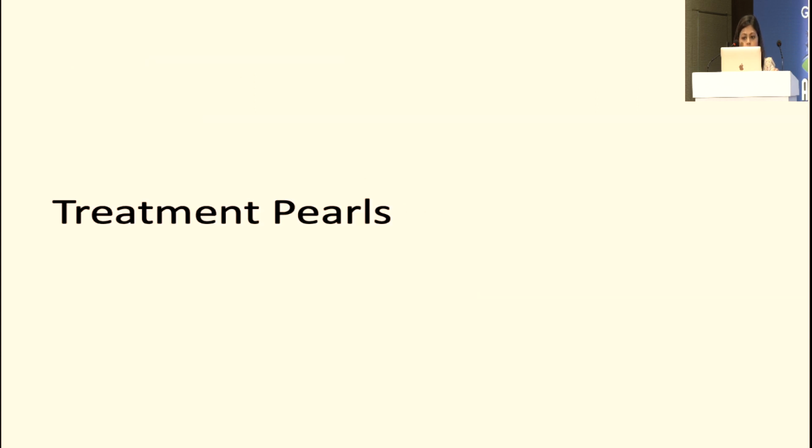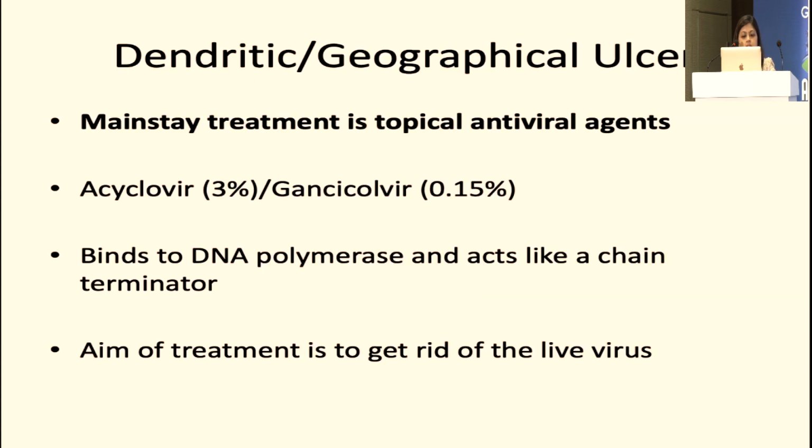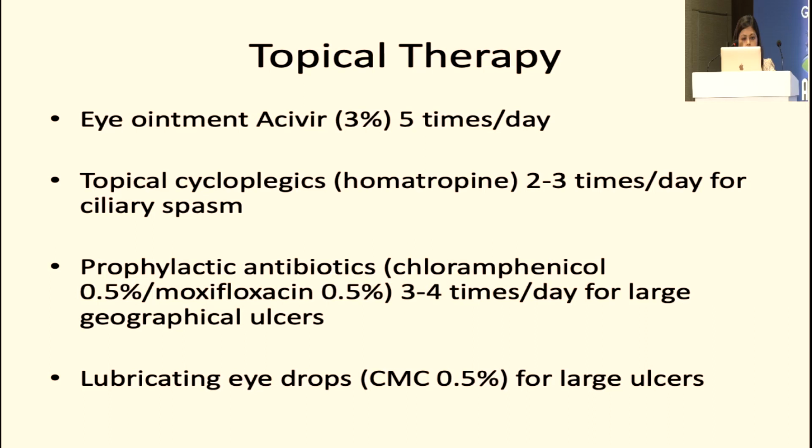Talking about some treatment pearls, for dendritic or geographical ulcers the main aim of treatment is to get rid of the live virus. The mainstay of treatment is topical antiviral agents, where we can use either acyclovir 3% or ganciclovir 0.15%. They bind to DNA polymerase and act like a chain terminator. The eye ointment Acivir is to be given 5 times a day for 21 days.